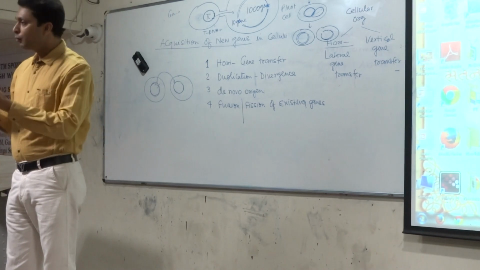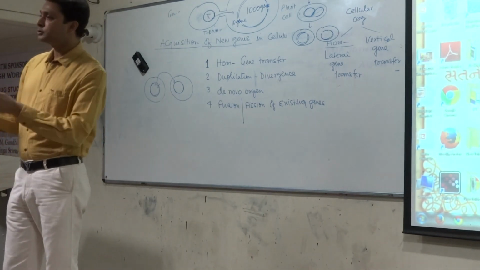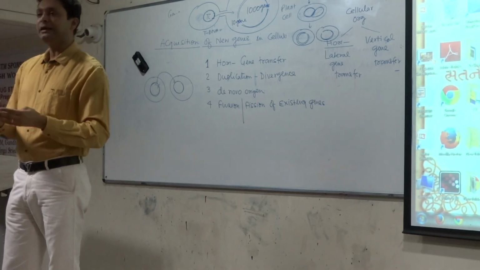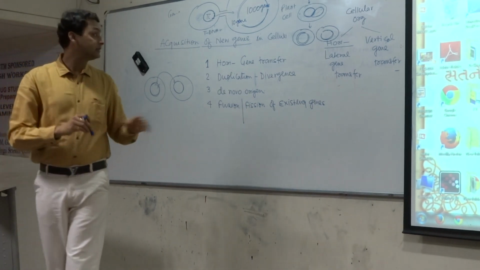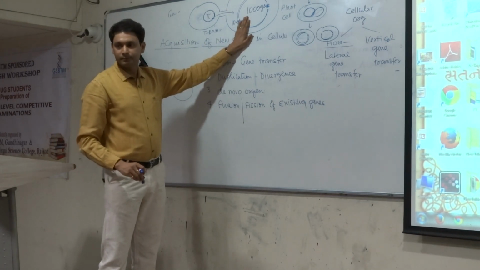transfer. So in the course of evolution, there are several cases you will find where, due to horizontal gene transfer, the organism acquires new genes. So this is one of the processes by which the organism acquires a new gene. Okay, particularly?